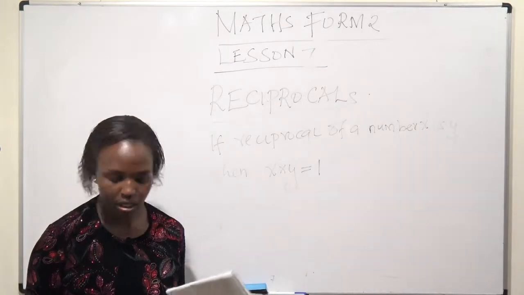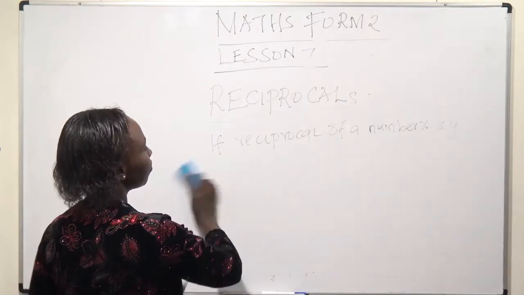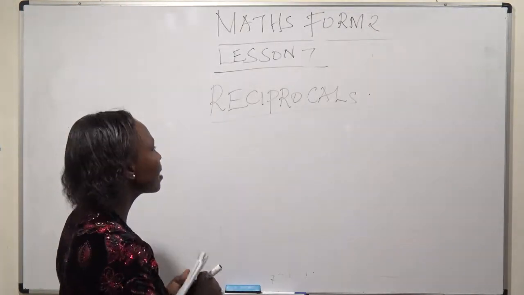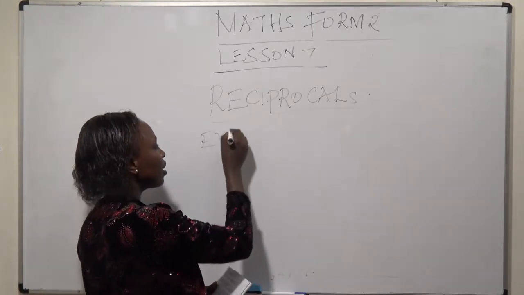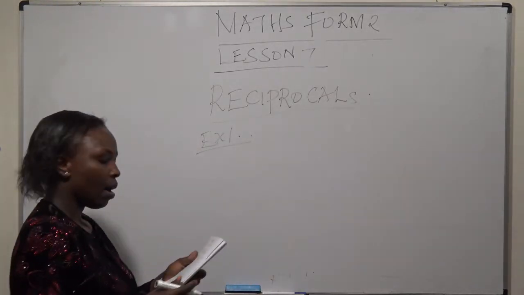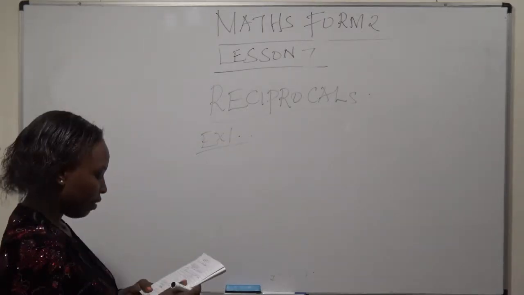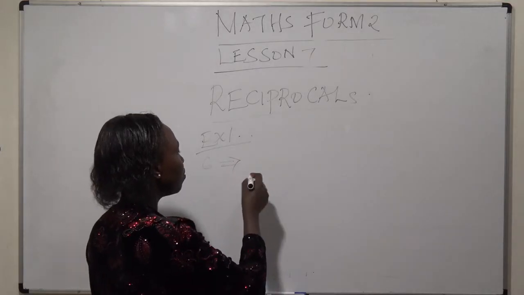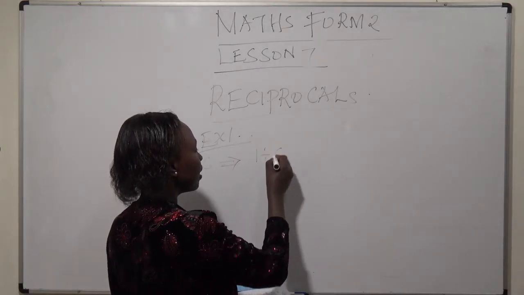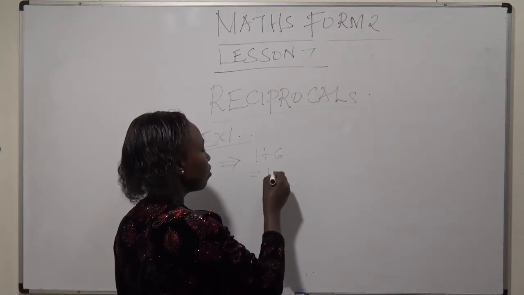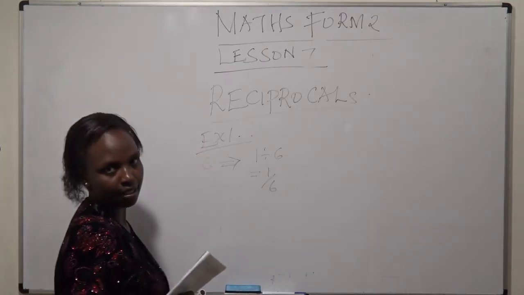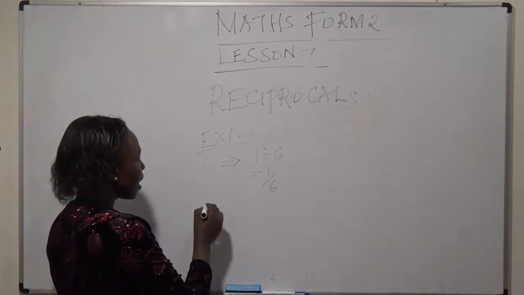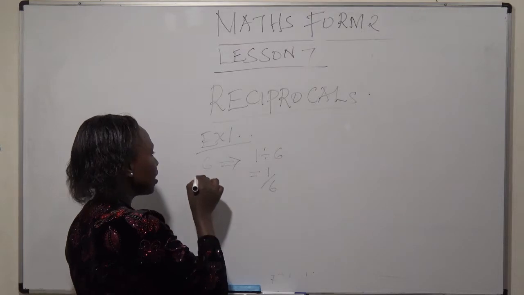So let's do examples so that we understand better. Let's find the reciprocal of numbers. So when we do examples now, we look at our example 1. Find the reciprocal of 6. The reciprocal of 6 is going to be 1 divided by 6, which is equal to 1 over 6. That is the reciprocal of 6.